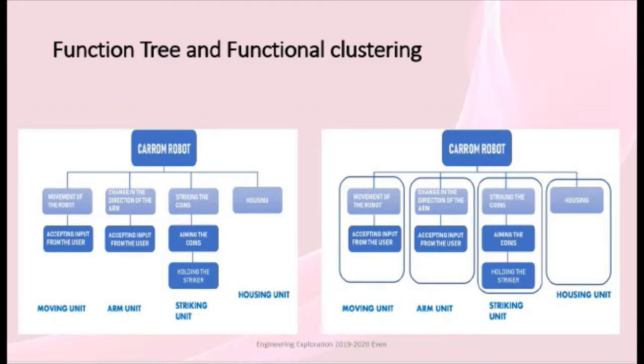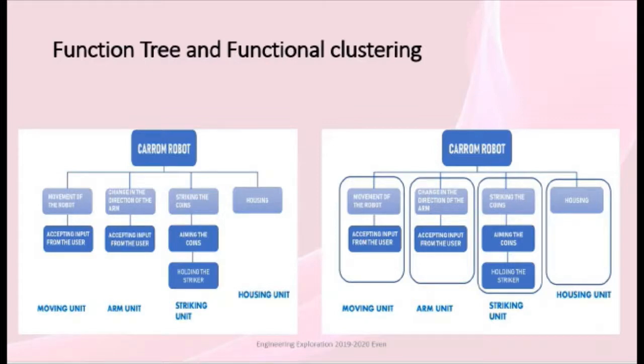Second unit is the arm unit. The change in direction of the arm is possible when the input is given from the user. The third unit is the striking unit. It includes the holding of the striker and then aiming it to strike the coins. The fourth unit is the housing unit. It houses the entire unit of the carom board.